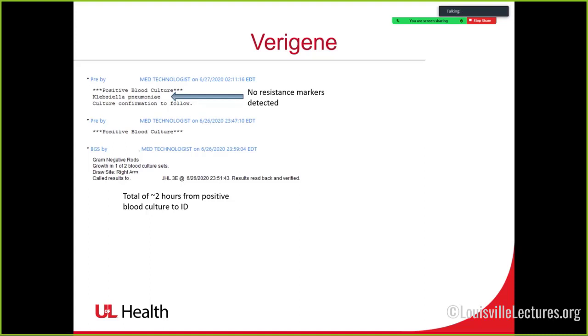Another question was, if you had a gram-negative and a gram-positive in your gram stain, you would go through both. So they would put it on both of those panels. All right, any other questions before we move on from the Verigene process?